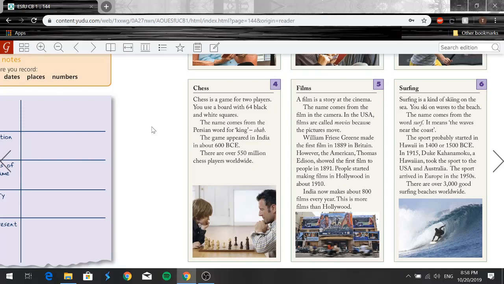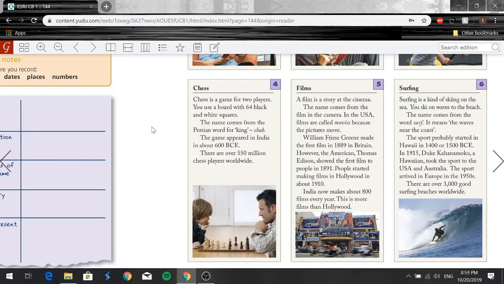5. Films. A film is a story at the cinema. The name comes from the film in the camera. In the USA, films are called movies because the pictures move. William Friese-Greene made the first film in 1889 in Britain. However, the American Thomas Edison showed the first film to people in 1891. People started making films in Hollywood in about 1910. India now makes about 800 films every year. This is more films than Hollywood.